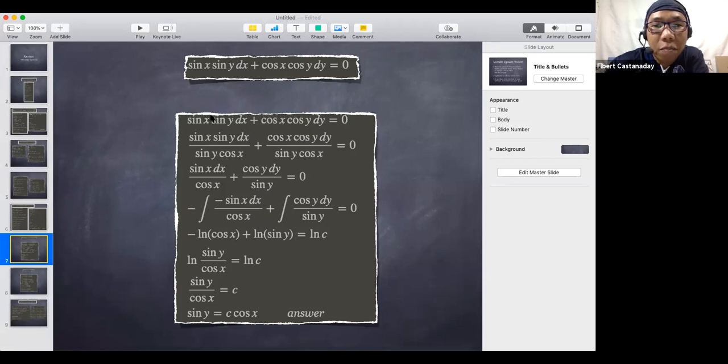So dividing both sides by sine of y times cosine of x will give us this resulting equation. Okay, a pure function of x and a pure function of y. Sine of x over cosine of x is actually tangent. So you can express it into tangent. And cosine of y over sine y is cotangent. Or you can directly integrate using the logarithmic formula.